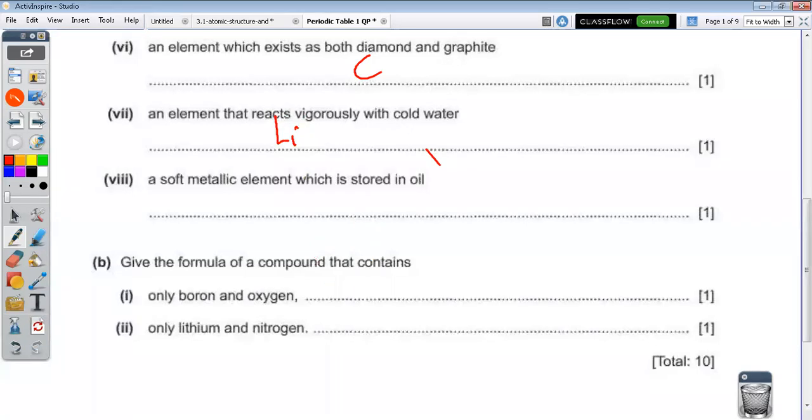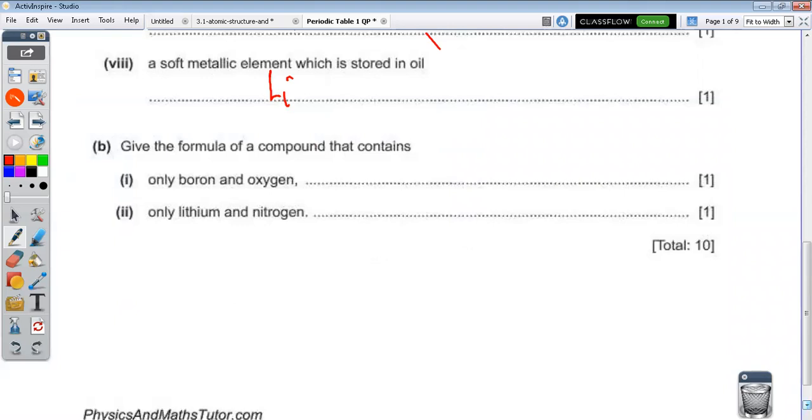A soft metallic element which is stored in oil, what's that? That's easy. What's the answer? Lithium. If you check your notes, we said group 1 metals are soft and they can easily react with air, so they are always stored in a lab in oil. Oil acts as a seal. Clear? Yes, sir. Now, give a formula for the compound that contains boron and oxygen. Now, go and check which group boron is in.